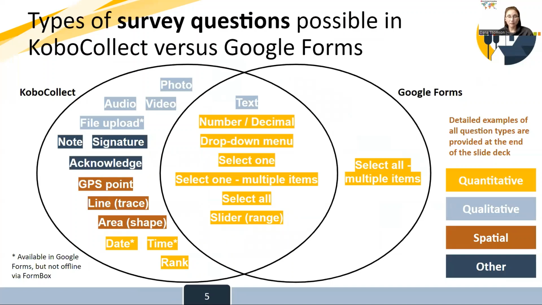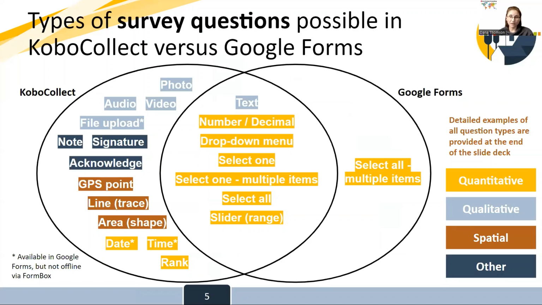And this is a more detailed explanation of exactly the different types of survey questions that you would find in Kobo Collect and Google Forms and where they overlap. So which ones are common to both platforms and which ones are specific to Kobo Collect versus Google Forms. And you'll see, without reading all the details, that Kobo Collect supports a lot more types of questions.